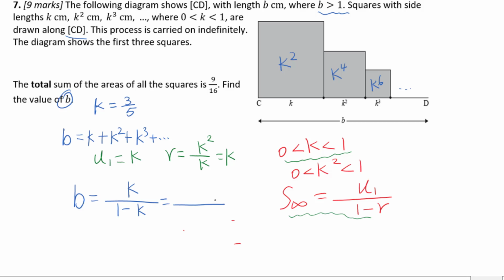Now we plug in 3/5. 1 minus 3/5 is 2/5. Both denominators we can reduce. The answer will be 3/2. So b equals 3/2.